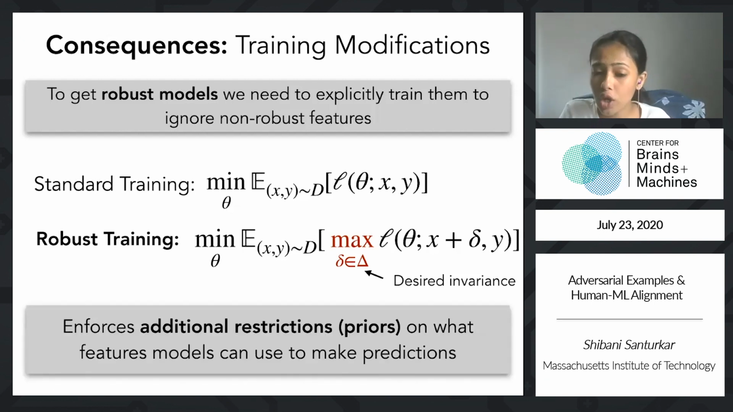By doing so, you're enforcing priors on what features the model uses, because once you add this robust training max component, you're basically making all the non-robust features not useful anymore, because they can be easily flipped within that perturbation set. And so a robust model won't use these features in the first place.